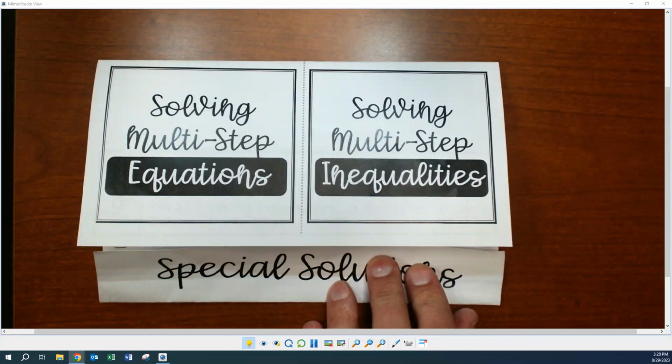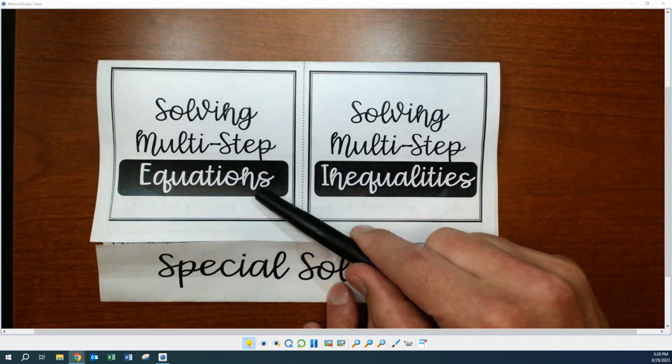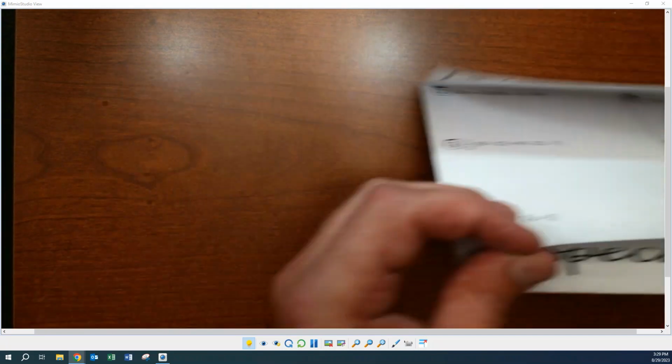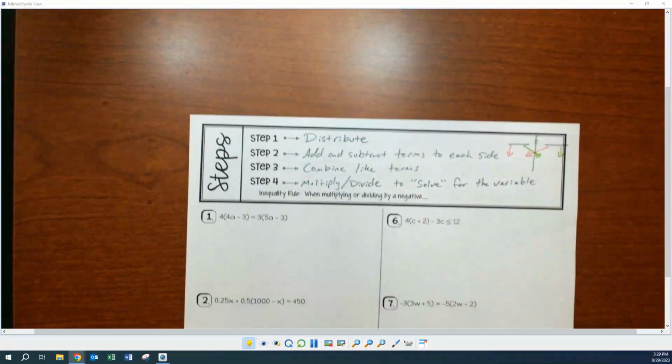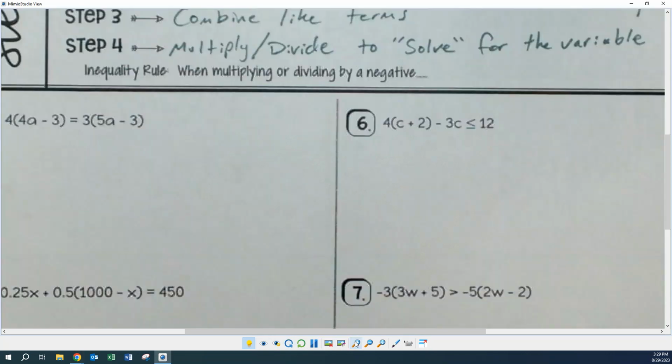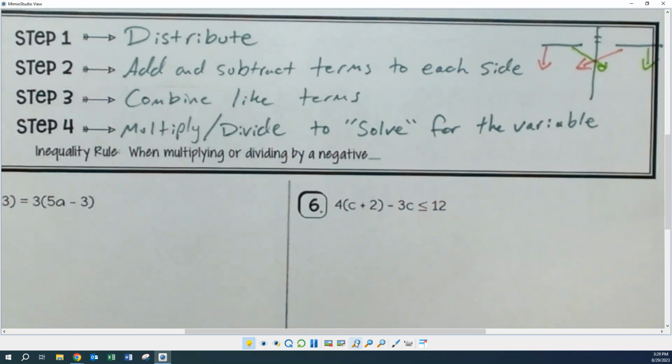All right, today we're going to be taking the notes on solving multi-step equations, and we will have some special solutions here at the bottom. So when we're solving multi-step equations, the very first thing is we're going to try something a little bit different. Let me blow this up a little bit. So we have distribute. We're going to add and subtract terms to each side, combine like terms, multiply and or divide to solve for the variable.